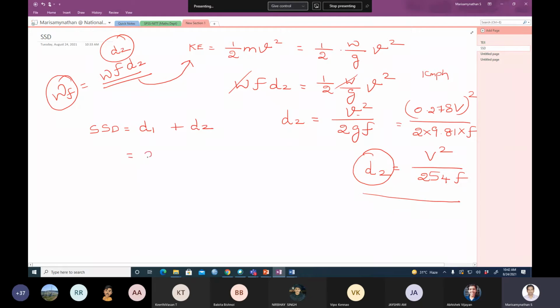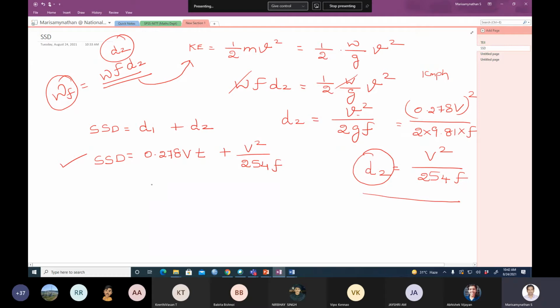So SSD is nothing but 0.278 into capital V into t, where t is the reaction time, plus V squared divided by 254 into f. This is the equation we consider for estimating the stopping sight distance. This is for plain terrain, so we are not considering any terrain type. It is plain terrain, with no rolling or steep gradient of 5% or 10%. So we have not considered any gradient.